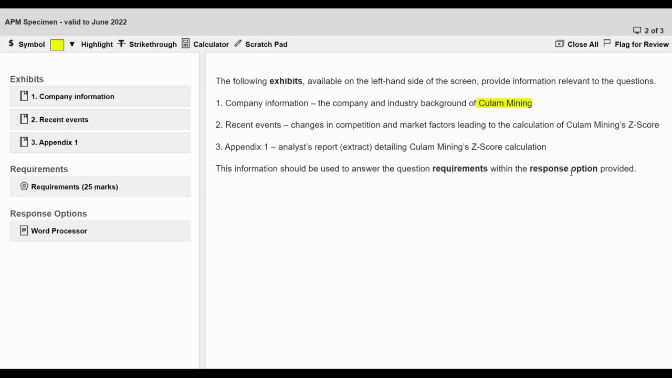Anyways, let's start discussing it. This is the information that's being given to us. These are the exhibits that are given to us. I'm doing this through the CB practice platform only. Now let's discuss it further.